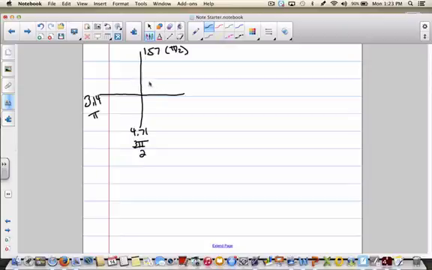Each of these was 90 degrees. But now each of them is 1.57. 1.57 plus 1.57 brings me to 3.14. 3.14 plus another 1.57 brings me to 4.71. This was 0, but it's also 2 pi, which is the same as 6.28.